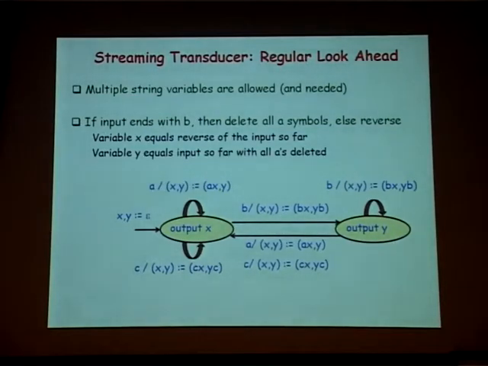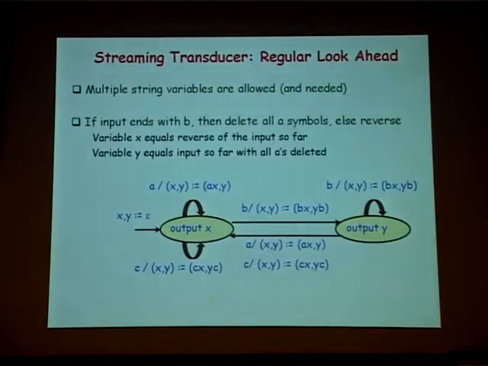How would we do it in a streaming setting? I want to compute this function, but I'm not allowed to store the input. So the solution is kind of obvious. You compute alternative outputs. In this example, I need to compute two outputs: an output that corresponds to deleting all A symbols, and an output that corresponds to reverse. And I use finite state control to figure out whether the input ends with B or not. Depending on the property, when the input ends, I either output one or the other.